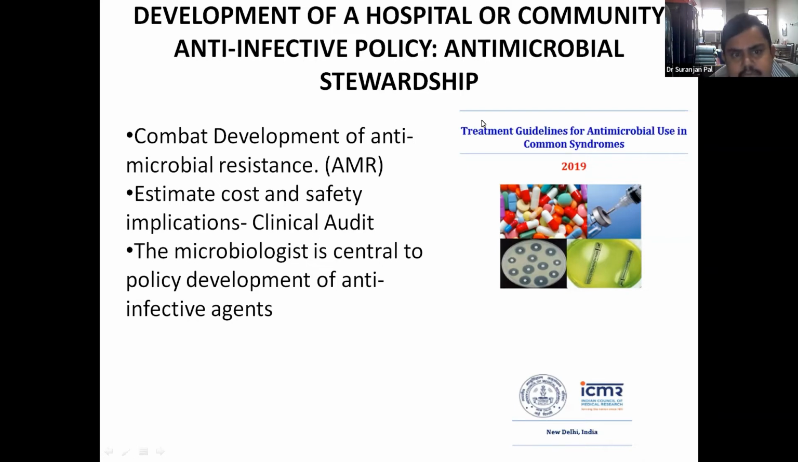It is used to combat the development of antimicrobial resistance, and to estimate the cost and safety implications, that is a clinical audit, which is also a role of the clinical microbiologist, including the administrator. The microbiologist is central to the policy development of these anti-infective agents.